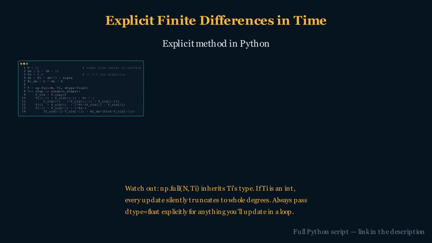One gotcha worth calling out explicitly: np.full inherits its data type from whatever value you give it. If t is written as a plain integer, the whole array becomes integers, and every fractional temperature update from then on silently truncates to a whole degree. Over thousands of time steps, that compounds into a badly wrong answer with no error message at all. Always pass dtype equals float explicitly for any array you'll be updating in a loop.